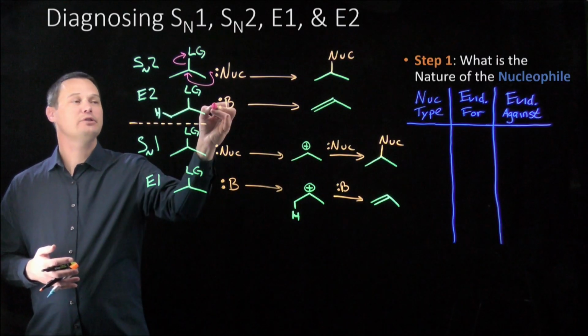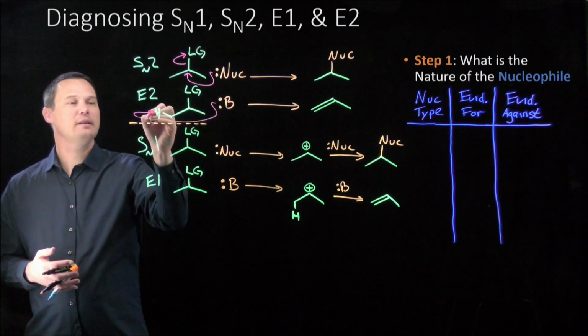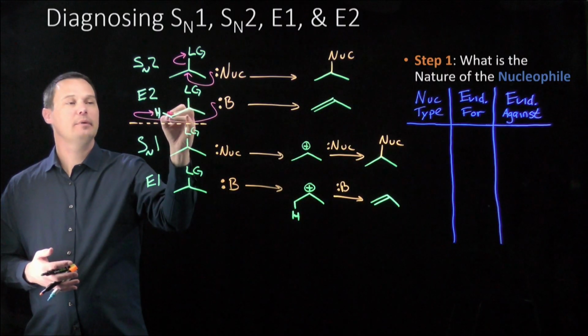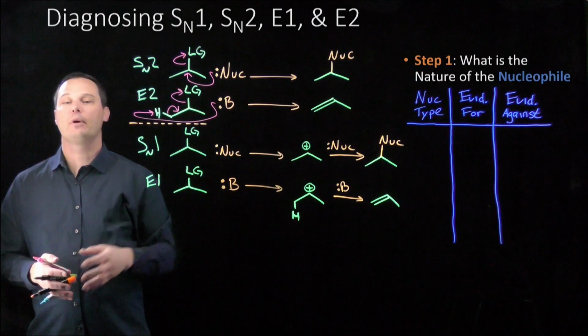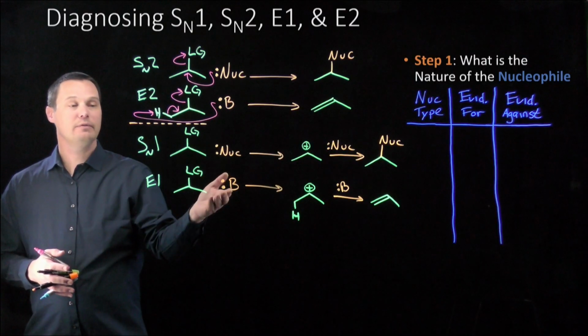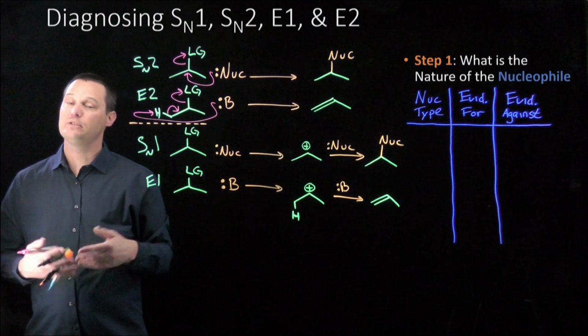In an E2 reaction, the base uses its lone pair to directly attack the beta hydrogen, breaking the carbon-hydrogen bond, forming the alkene, and directly kicking out the leaving group, forming our alkene product. From the perspective of the nucleophile or base, the SN1 and E1 reactions work a little bit differently.